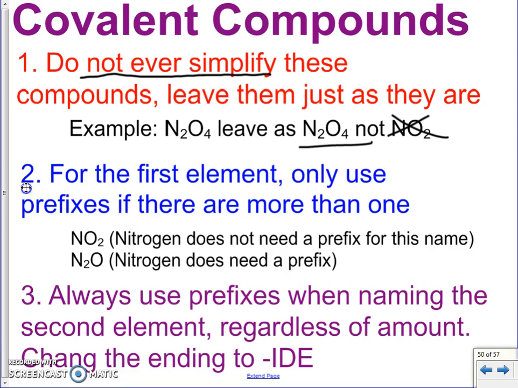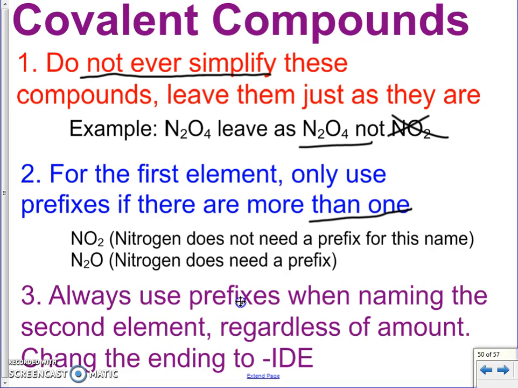From there, when we're naming these, we're going to name the first element just like we have been, except now it's a nonmetal. You are not changing the ending to IDE here. You're just naming the nonmetal. Then you're going to use prefixes if there are more than one of the first element in the compound. So for example, NO2. N is nitrogen. We're just going to name nitrogen. It does not need a prefix because there's only one of them here. Versus here, N2O, we're still going to name it nitrogen, but because there is more than one, we're now going to name it dinitrogen.